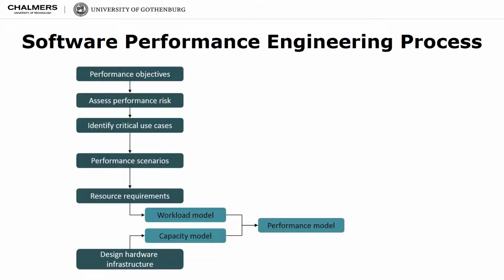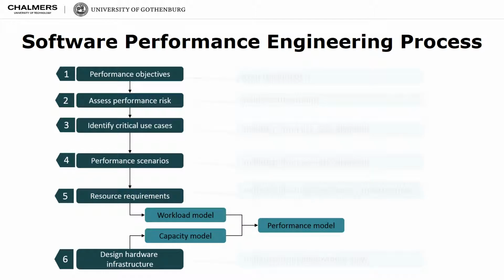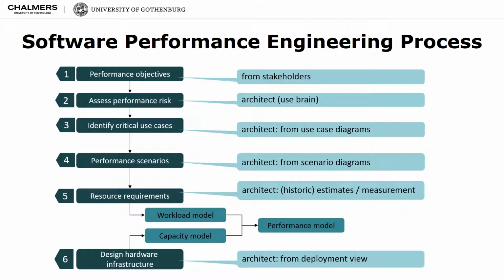This slide explains the performance engineering process. In the light blue balloons, you can see where the information for performing each step comes from. The architect needs to get information from stakeholders, from deployment engineers, and many other stakeholders as well, and combine this with his model of the system architecture. Next, we will go over the steps in a bit more detail.